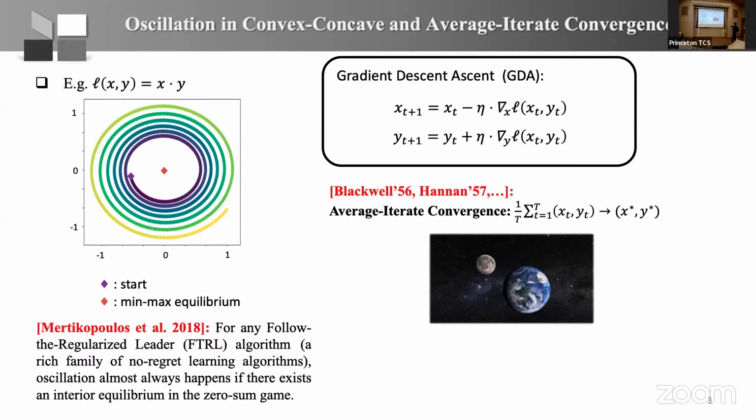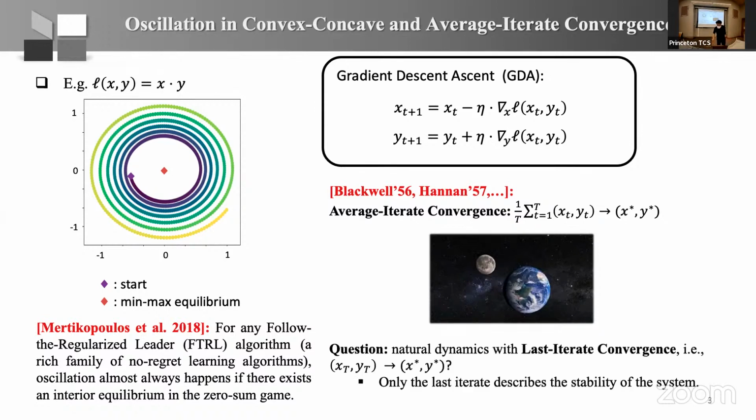And if I follow the same logic, I could say the moon is converging to the Earth, which is a very weak sense of convergence. And so what I would like to understand today is, are there variants of gradient descent ascent, very simple learning dynamics, that will have last-iterate convergence? So the final iterate will converge to an equilibrium.